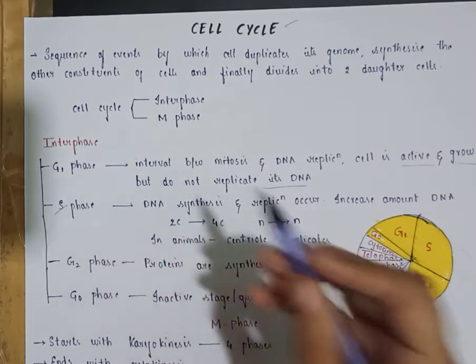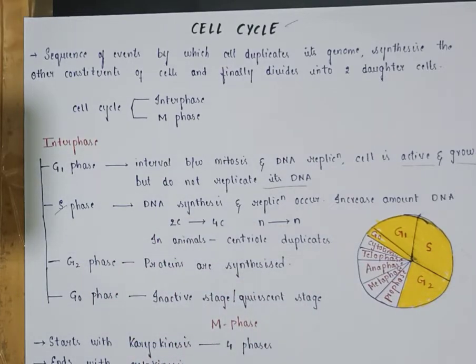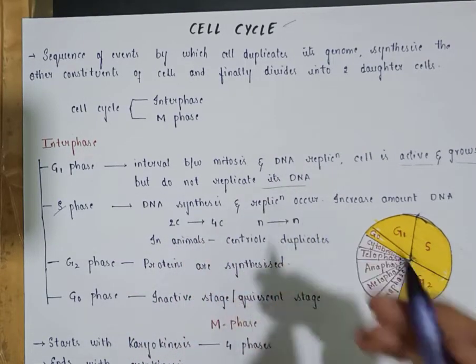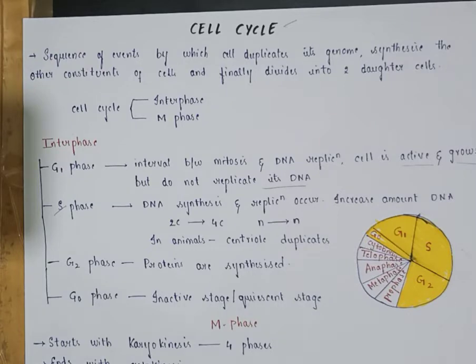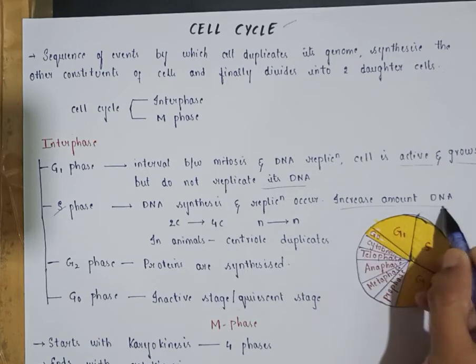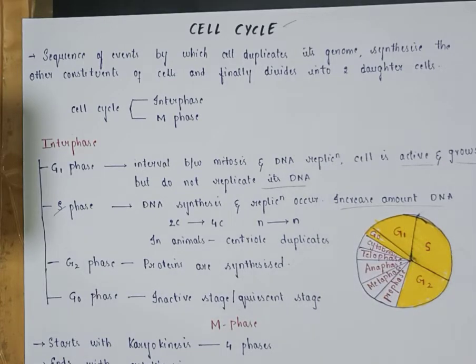And the next one is S phase. S phase is also called the synthesis phase. During the S phase DNA synthesis and replication occurs, meaning the parental cell doubles its amount of DNA, but it increases the amount of DNA and does not increase the number of DNA.